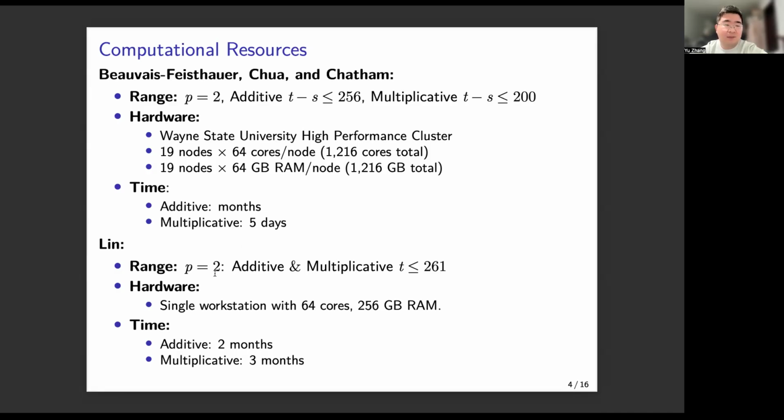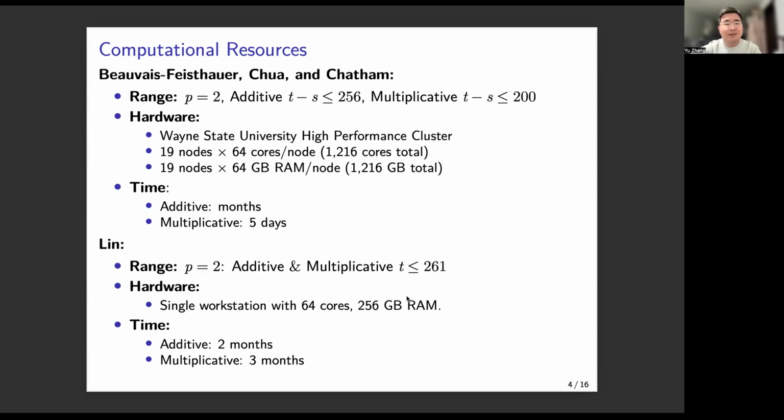For Wang and Lin's program, a Linux program was performed on a single workstation with 64 cores and 256 GB of memory. For computing the additive structure, it took 2 months, and for the multiplicative, it took 3 months. It's worth mentioning that Lin's computational range for the multiplicative structure is much larger than the previous group. So in this sense, we can say Lin's program is more efficient and has lower requirements on the machine.